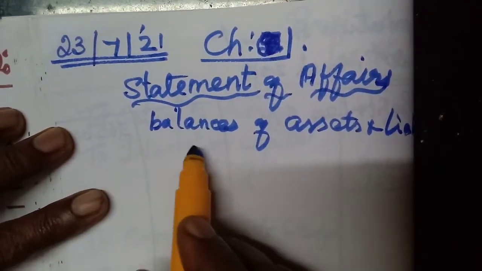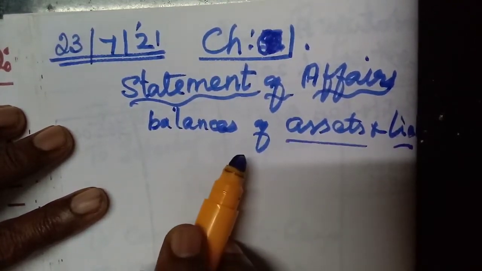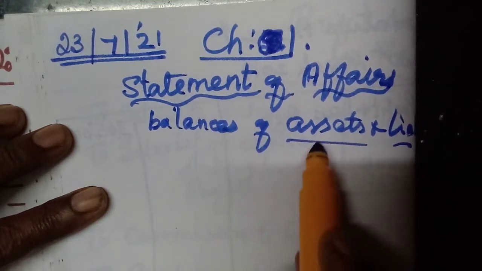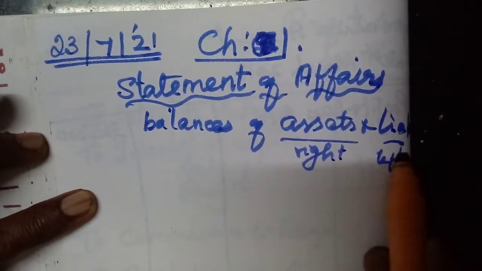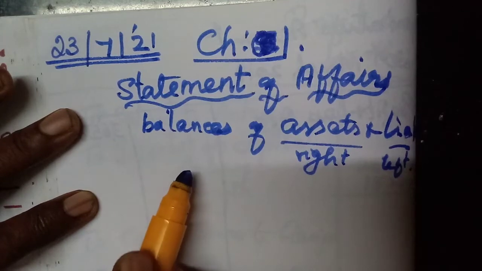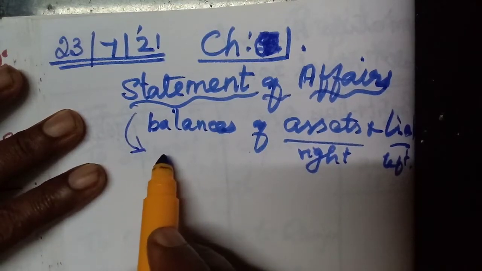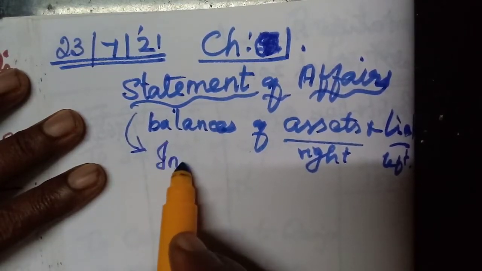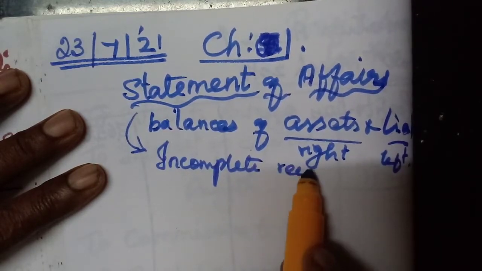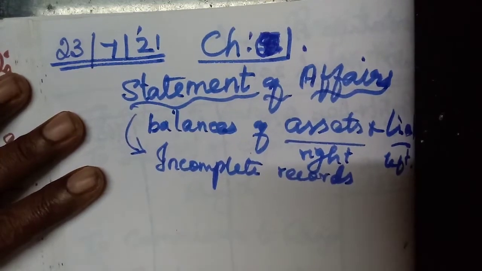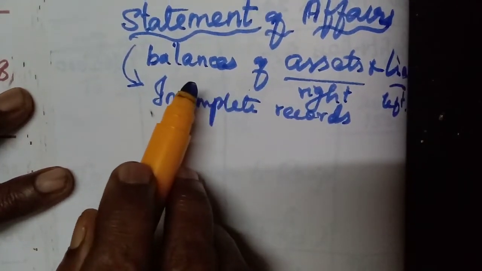In the balance sheet also we show the balances of assets and liabilities on a particular date. We know that assets will be shown on the right side and the liabilities on the left side of the balance sheet, isn't it? But here the statement of affairs will be prepared by the sole trader organization, those who follow the incomplete records, those who do not keep all the complete records.